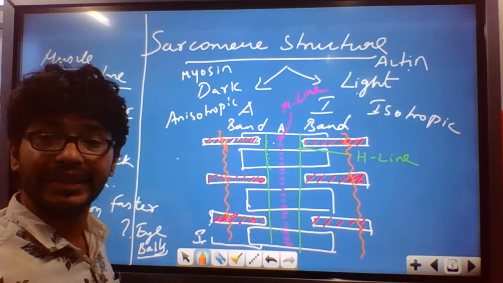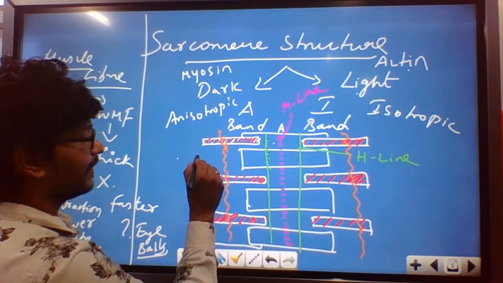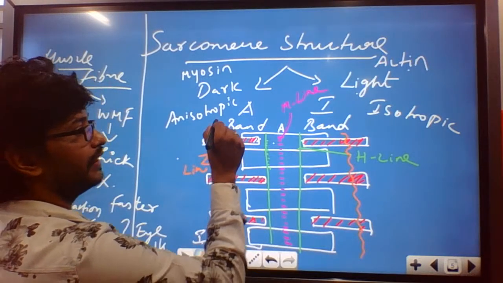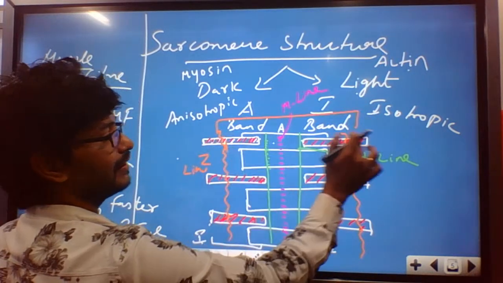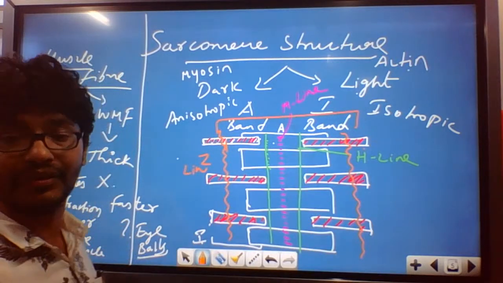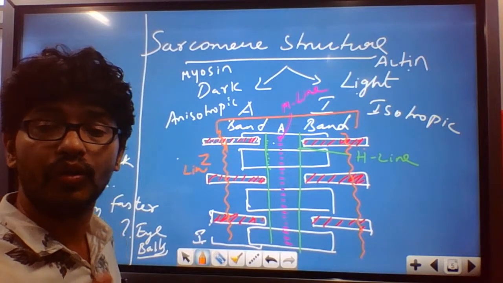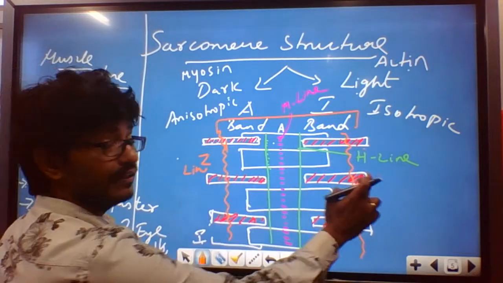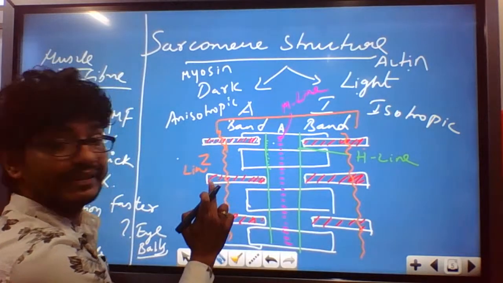So what is actually the sarcomere in relation to the Z line? This is the Z line, and this is the Z line. What is a sarcomere? A sarcomere is the unit present between two successive Z lines.